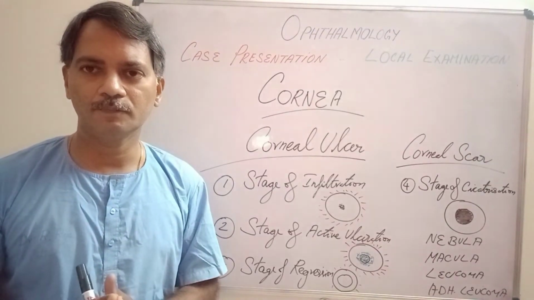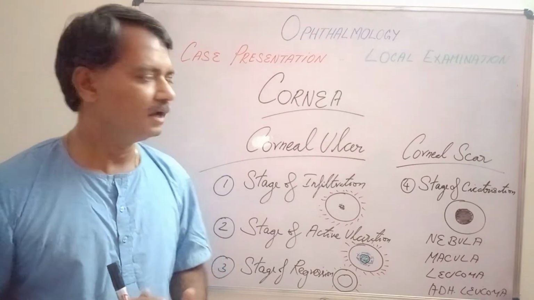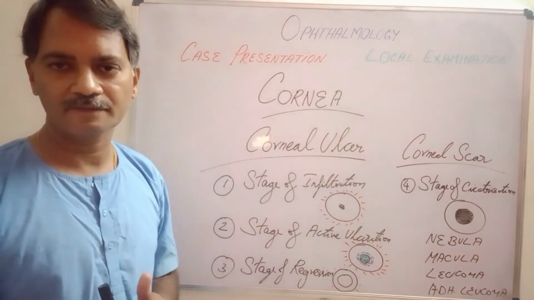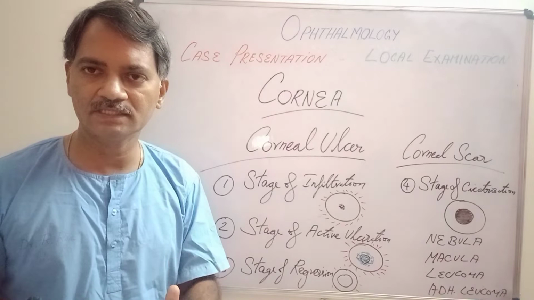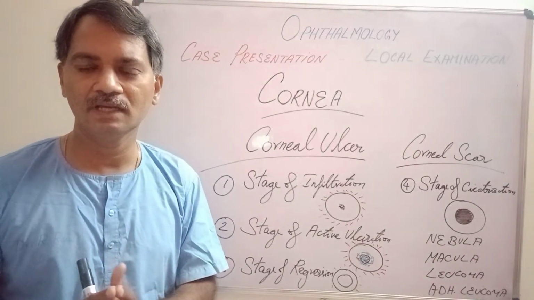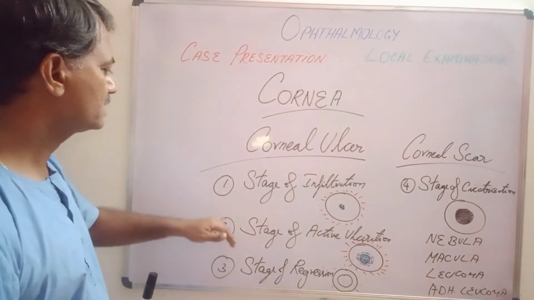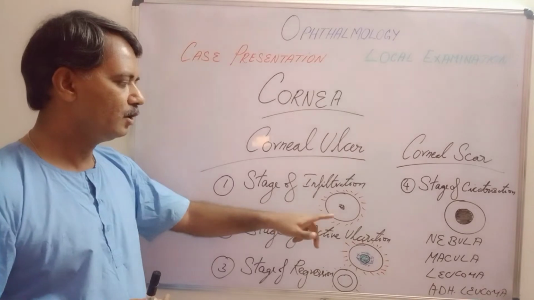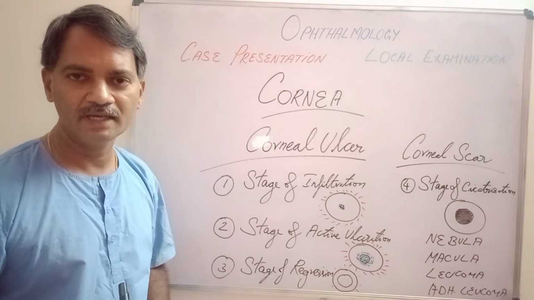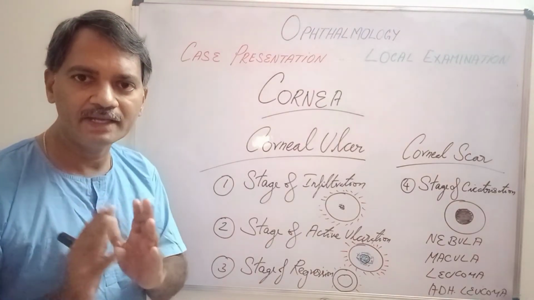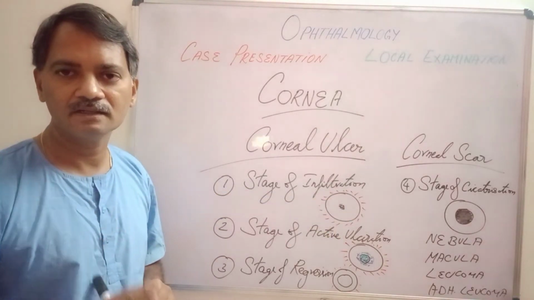Next important problem we come across in the transparency of the cornea is a corneal ulcer or a corneal scar. The corneal ulcer has 4 stages: stage of infiltration, stage of active ulceration, stage of regression, and stage of cicatrization. In the first stage of infiltration, there will be a corneal opacity which may be a small area of infiltration which is well defined, and the cornea is surrounded by ciliary congestion.